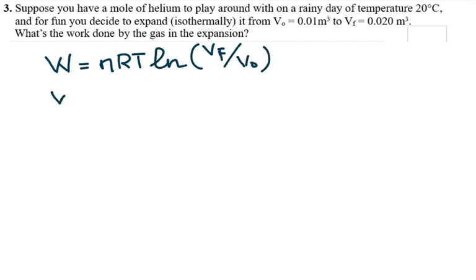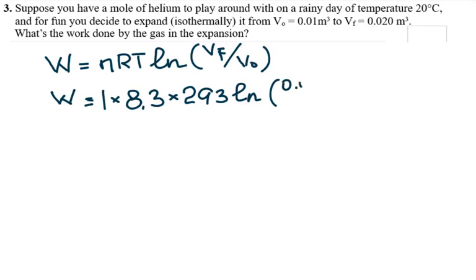If I plug in my numbers, you have 1 mole of gas, and the gas constant is 8.3, and the temperature is 20 degrees Celsius. I have to convert it into Kelvin, so that is 273 plus 20, which gives me 293, and then I have the natural log of the final volume, 0.02, divided by the initial volume, and that will give me 1,690 joules.